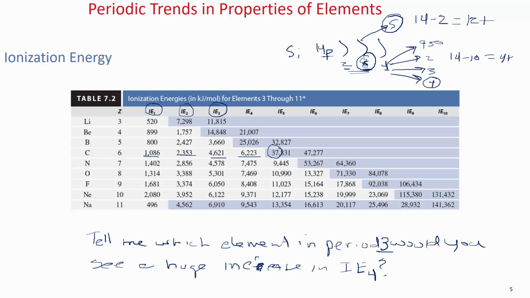So, which element in period 3 would you see a huge increase in ionization for? Well, it's not something that has 4 electrons in the outer shell. It's something that has 3 electrons in the outer shell. So let's look at aluminum right next to it. So 13 protons, 2 electrons in the first shell, 8 electrons in the second shell and 3 electrons in the third.